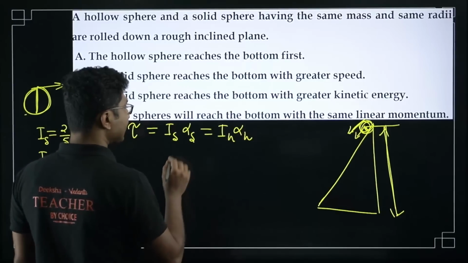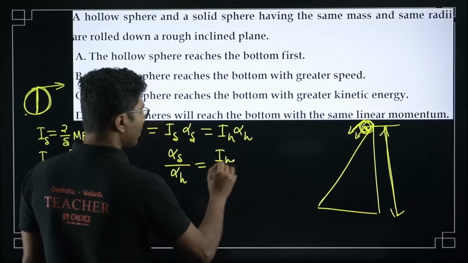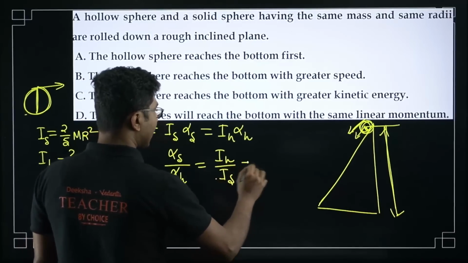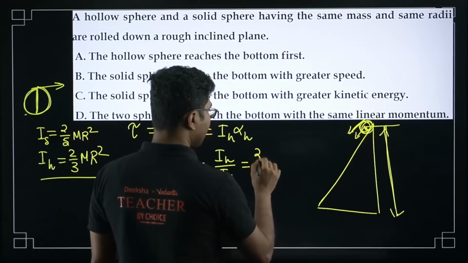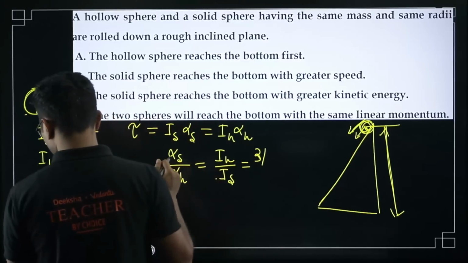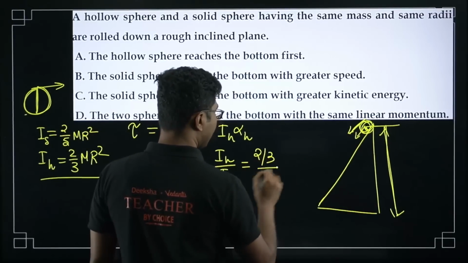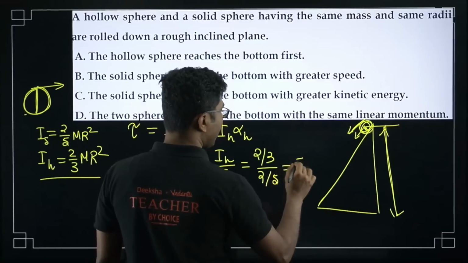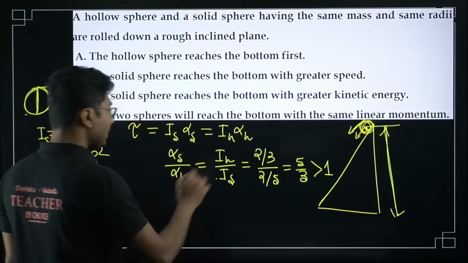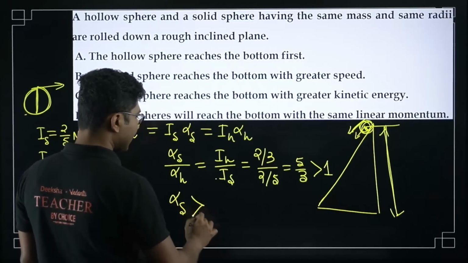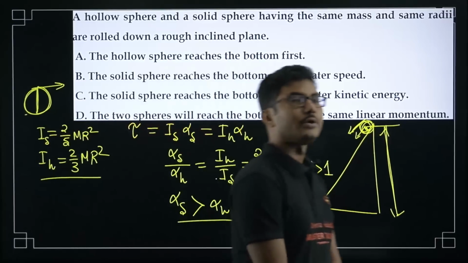So from here we see that alpha solid divided by alpha hollow equals I hollow divided by I solid. Now mr square will cancel. You get this as 2 by 3 divided by 2 by 5, that is 5 by 3. Now this is greater than 1, right, 5 by 3 is greater than 1. So from here we say that alpha solid must be greater than alpha hollow. So the angular acceleration of the solid sphere is much more compared to the hollow sphere.